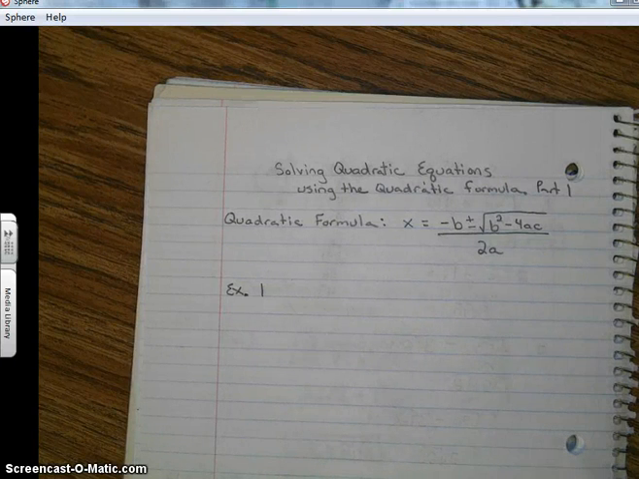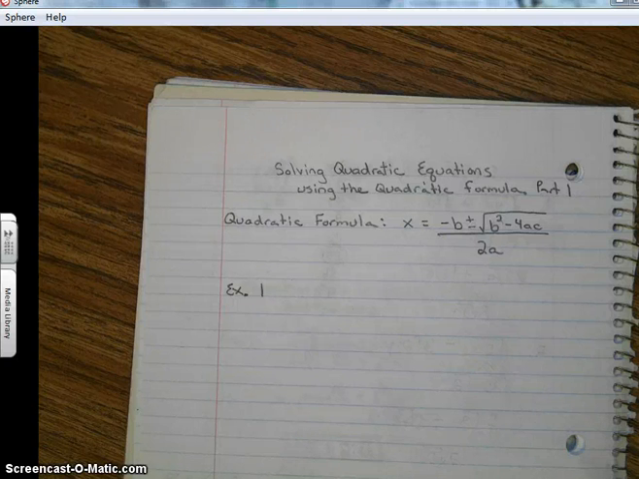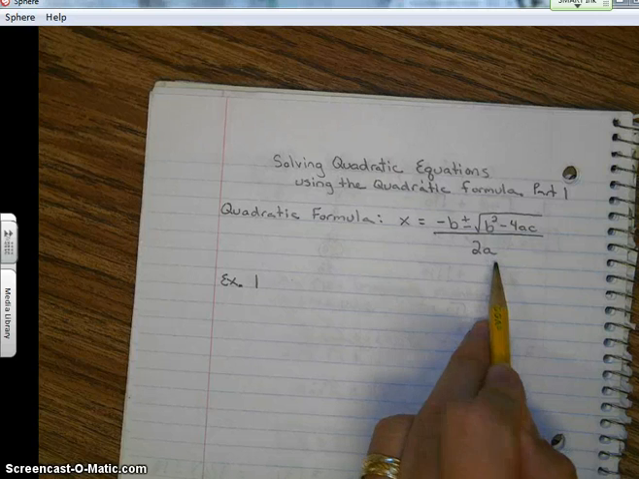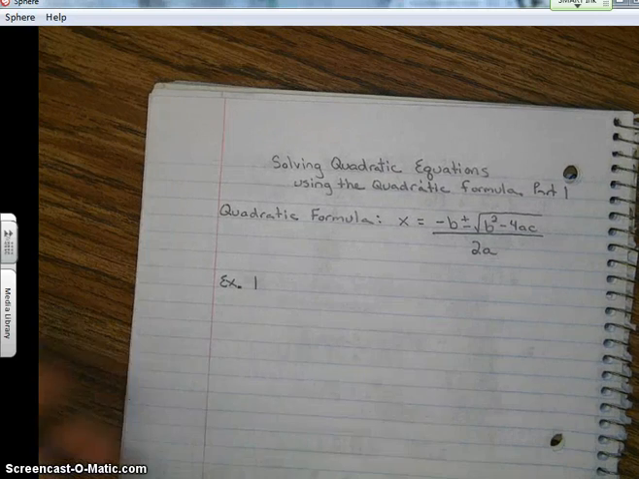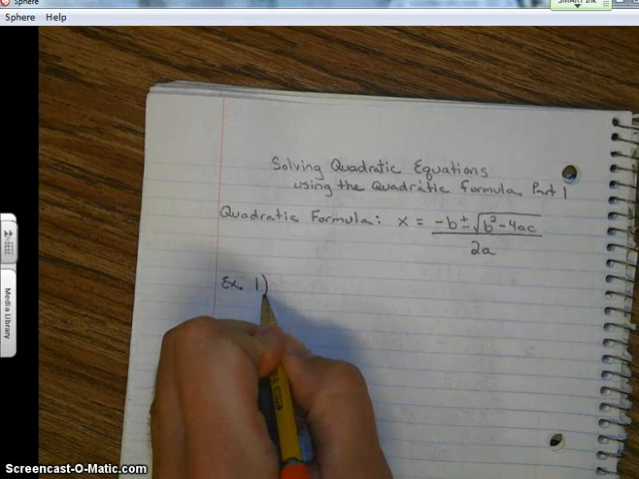Okay, solving quadratic equations using the quadratic formula, part 1. So first of all, copy this down, pause the video. This is the quadratic formula, and we're going to look at an example. So, example 1, don't forget, pause the video and copy this down.